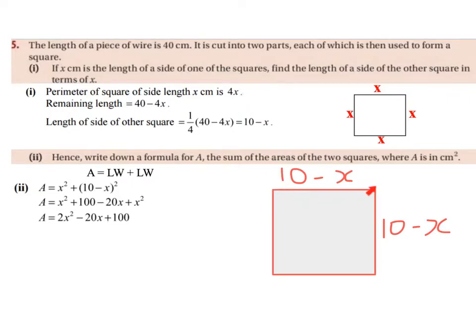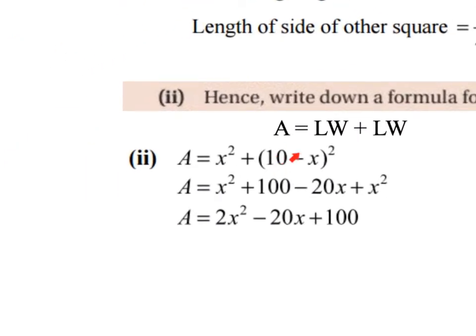So the length of the other square is 10 minus x, and the width is also 10 minus x because it's a square. And 10 minus x multiplied by 10 minus x, so length times width, gives us 10 minus x, all squared. So multiplying out 10 minus x squared, we get 100 minus 20x plus x squared. And we just bring down the x squared that we already had from the other square. And then simplifying, x squared plus x squared is 2x squared minus 20x plus 100. So here we have a formula for the area of the two squares added together.